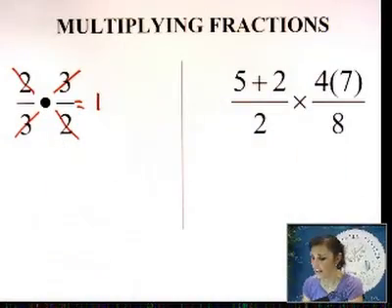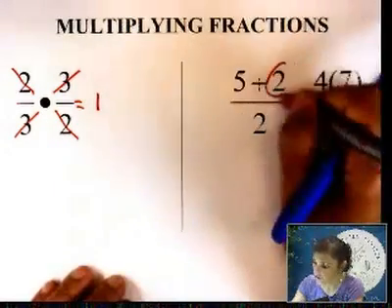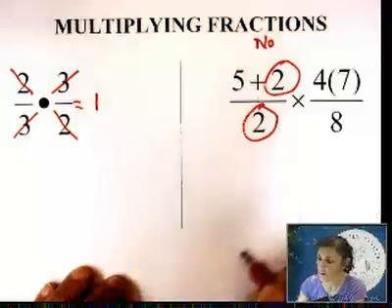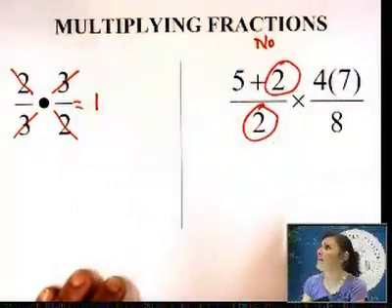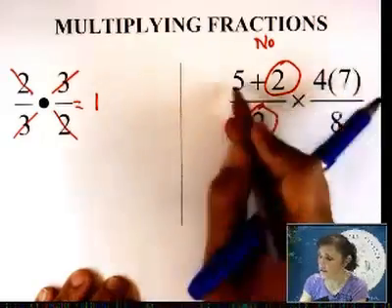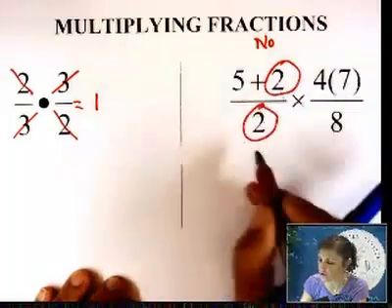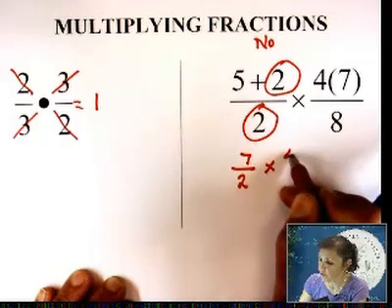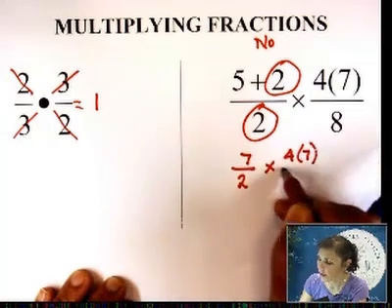How about here? Can I do this, like this 2 with this 2? The answer is no. Remember, the fraction bar is a grouping symbol. So all you have to do is just add them up first. 5 plus 2 is 7 times 4 times 7 over 8.